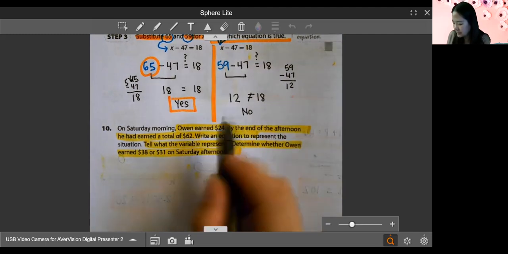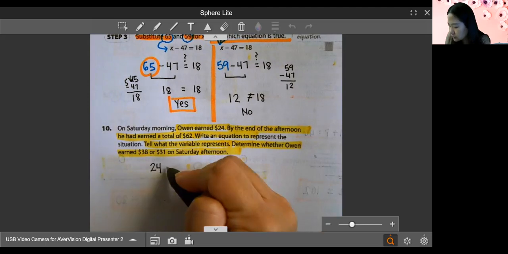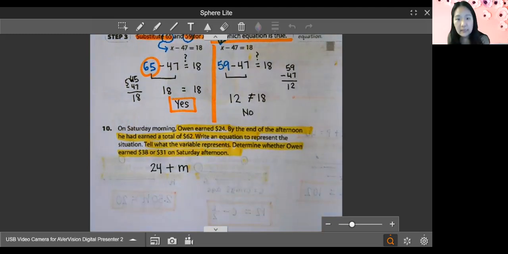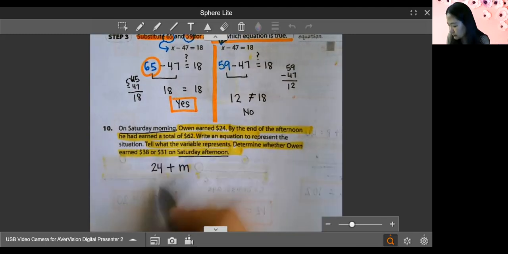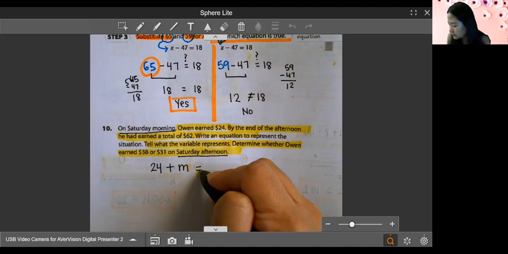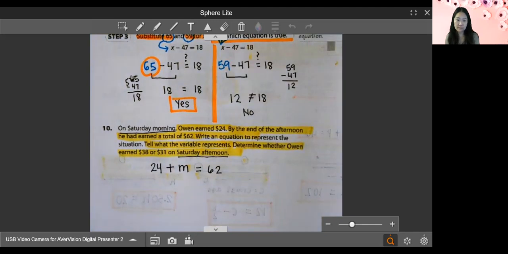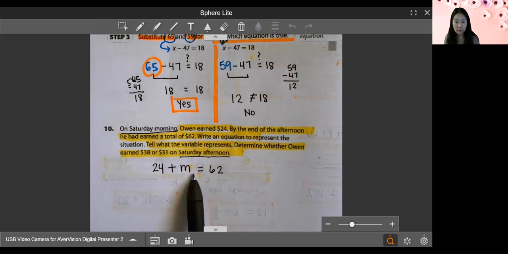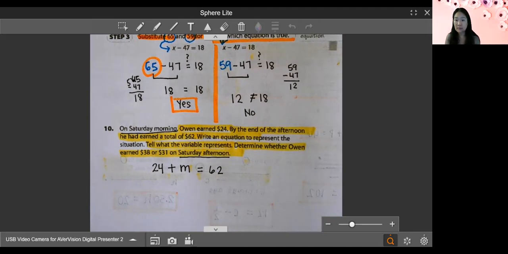Okay, so it says on Saturday morning, Owen earned $24. We don't know how much he earned, but he earned some money, let's say it's M, on Saturday afternoon. So on Saturday morning, he earned 24. On Saturday afternoon, he earned M dollars. And altogether, by the end of the afternoon, he had earned a total of $62. That will be the equation. Saturday morning plus Saturday afternoon, the total is 62. So 24 plus M equals 62.